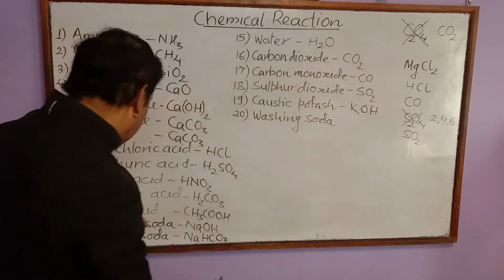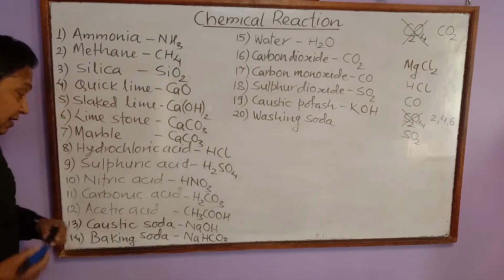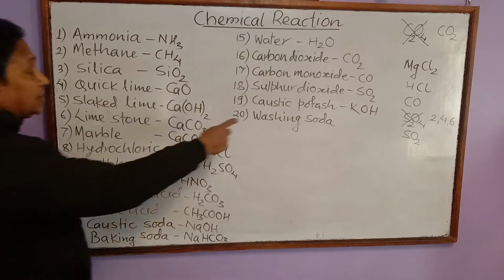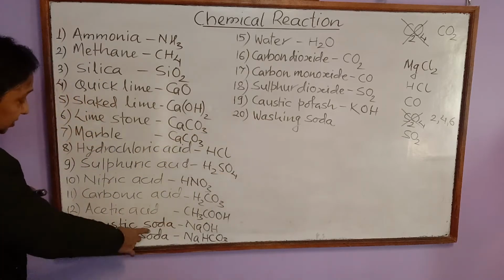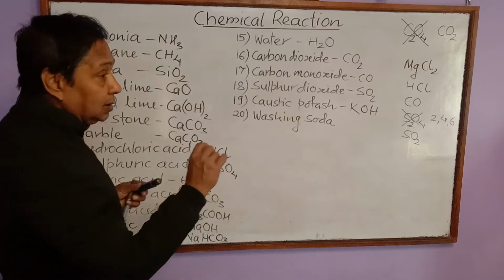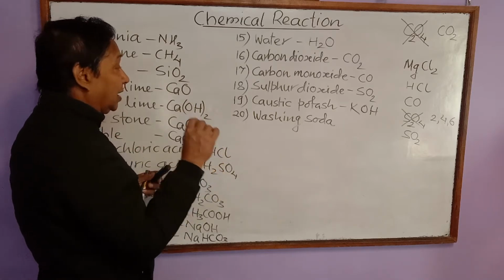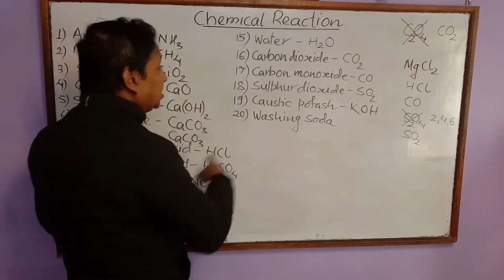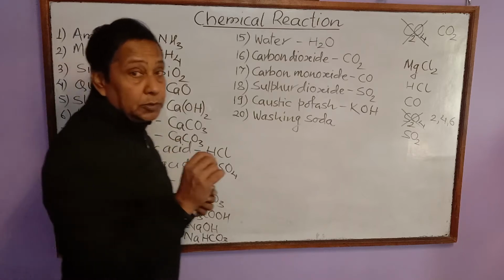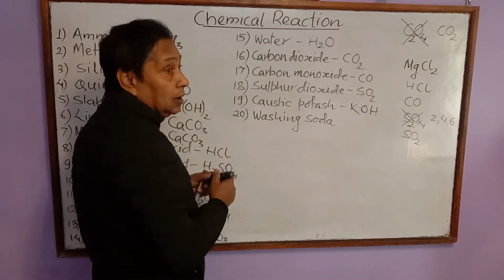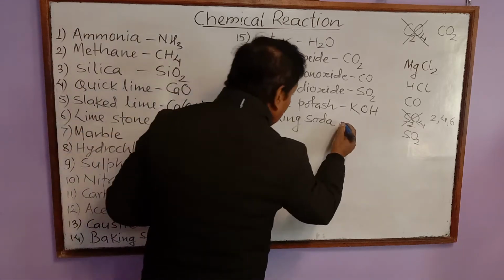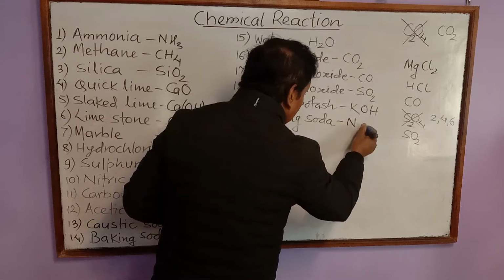And caustic potash is potassium hydroxide. Caustic soda is sodium hydroxide. And washing soda and baking soda. This baking soda we are using in food substances, also while making roti, etc. And washing soda is used to remove the permanent hardness of water, and it is sodium carbonate.